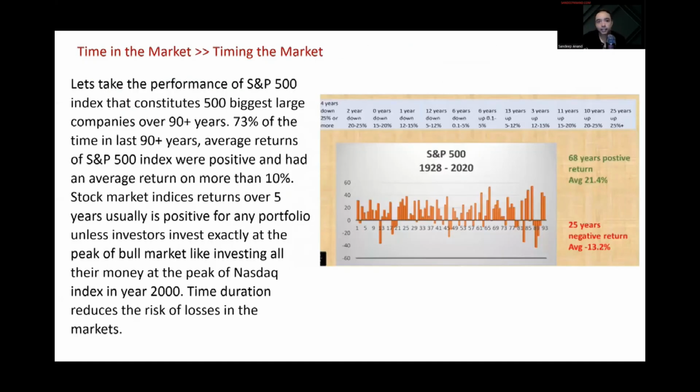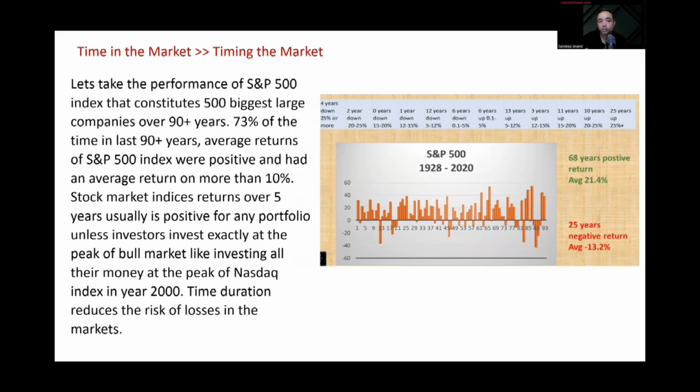Time in the market is greater than timing the market. I've done a video on timing the market, and I just took the snapshot from there. This is the S&P 500 index performance. The S&P 500, as I said, is the 500 biggest large companies, over the last 90 years. And the results are astonishing. 73% of the time in the last 90 years, the average return of the S&P index was positive. Only about one fourth of the time is negative. And on average, it has returned 10%.